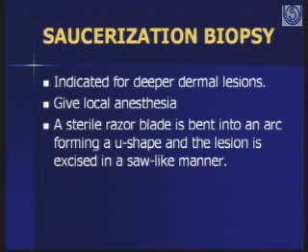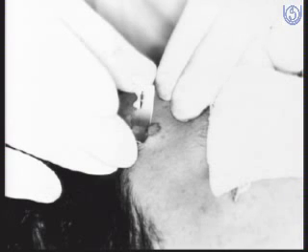A saucerization biopsy is indicated for slightly deeper dermal lesions. After giving local anesthesia, you take a sterile razor blade, bent in an arc-like form so that it gets a U shape, and then the lesion is excised in a saw-like manner. You take the sterile surgical blade, cut it in half, and bend it slightly, forming a U, and then in a saw-like way you excise this lesion.